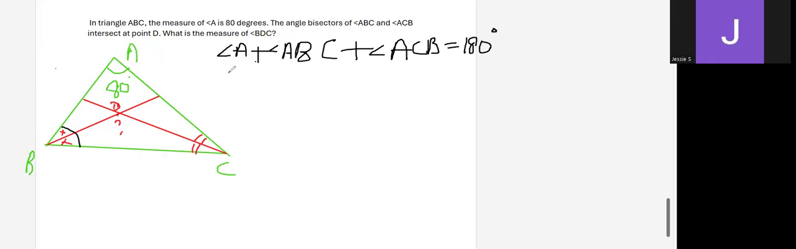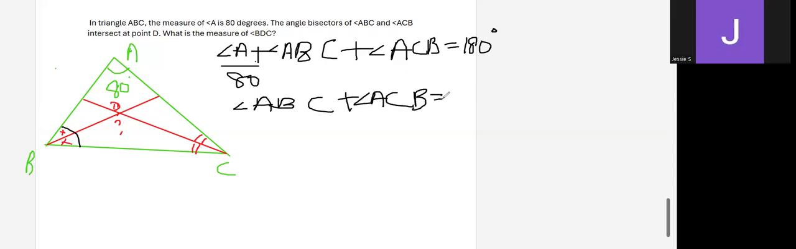We're given that angle A is 80 degrees, right? So if we subtract 80 degrees from both sides of the equation, we know that the sum of angle ABC and ACB is 100 degrees.